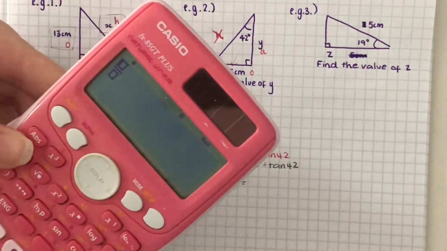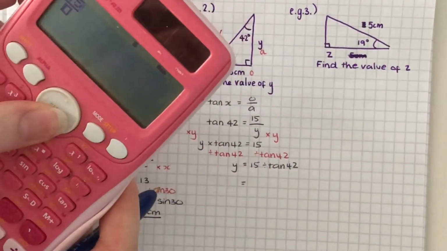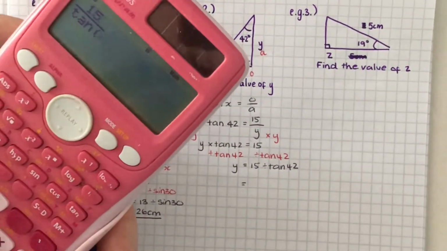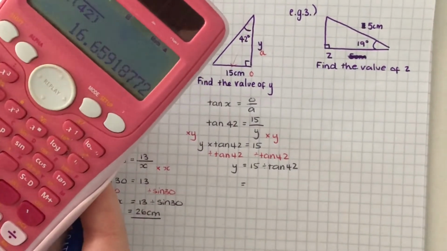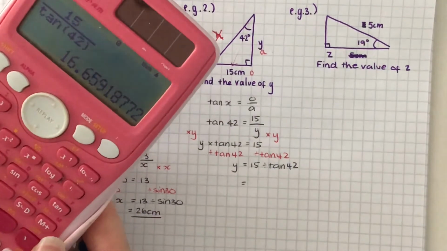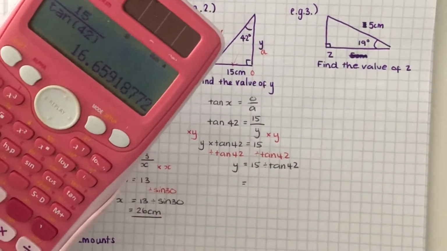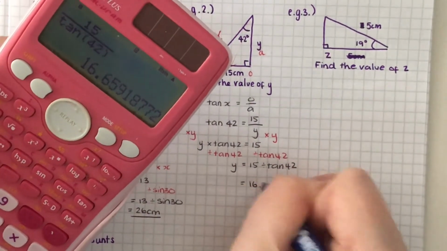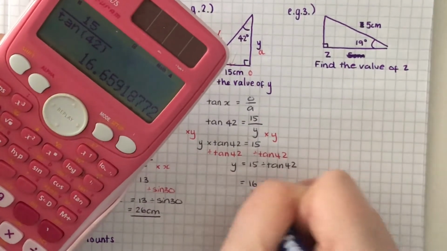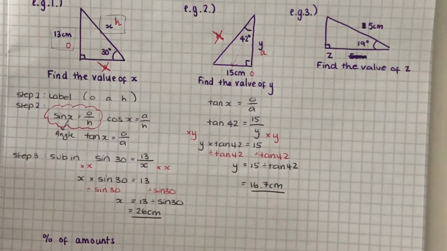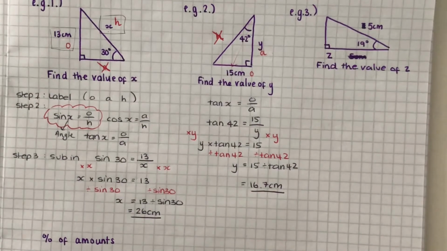So I'm going to use the fraction sign this time. So 15 divided by tan 42. And we get this. So I'm going to round it to one decimal place. That's going to be 16.7 centimetres. Okay, so just make sure you read the question. It will probably tell you how many decimal places or sig figs it might want you to do.